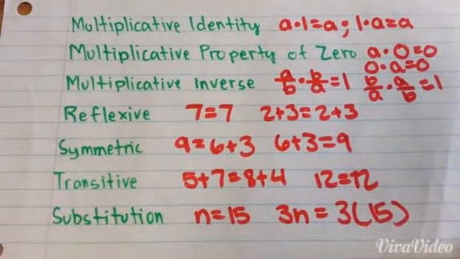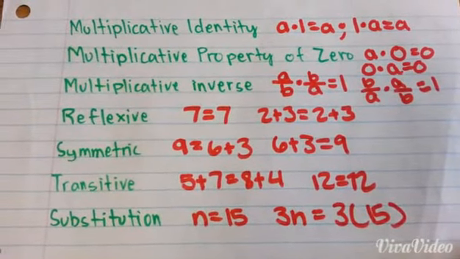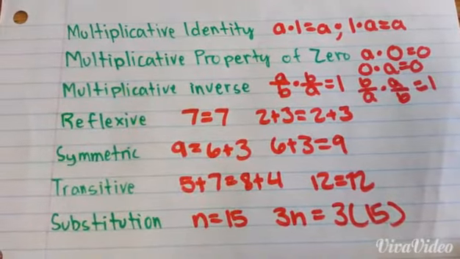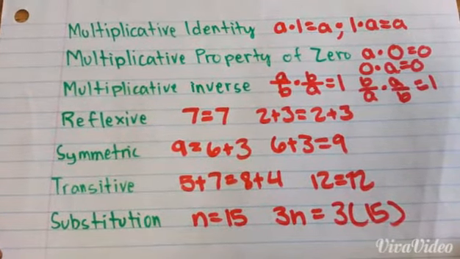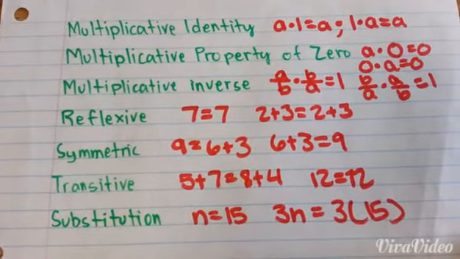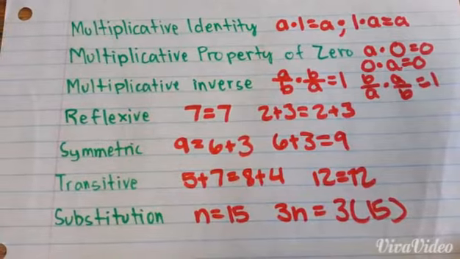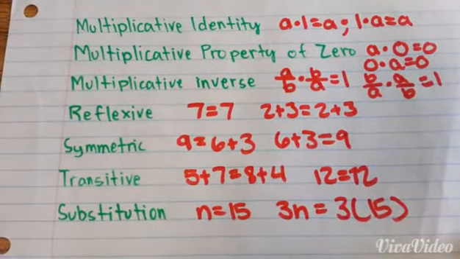For the reflexive property, any quantity is equal to itself. For example, 7 equals 7, or 2 plus 3 equals 2 plus 3. For the symmetric property, if one quantity equals a second quantity, then the second quantity equals the first. For example, 9 equals 6 plus 3, and 6 plus 3 equals 9.